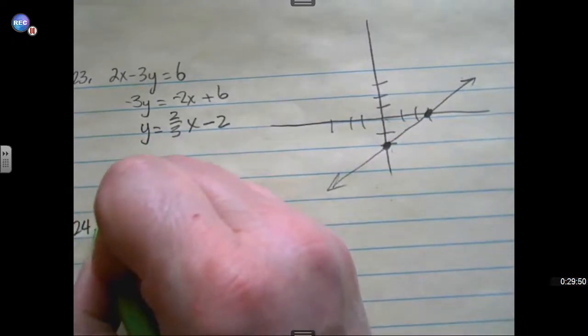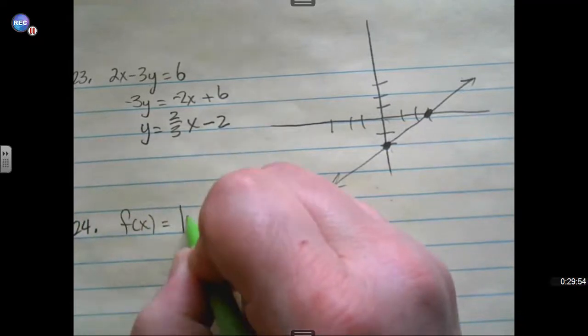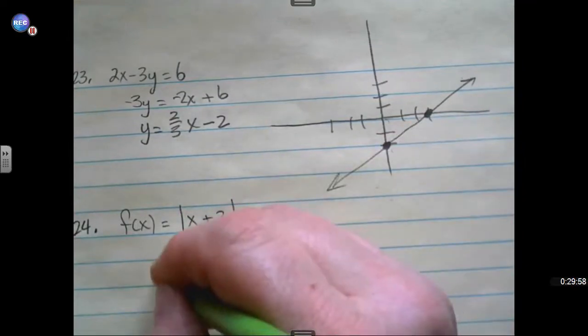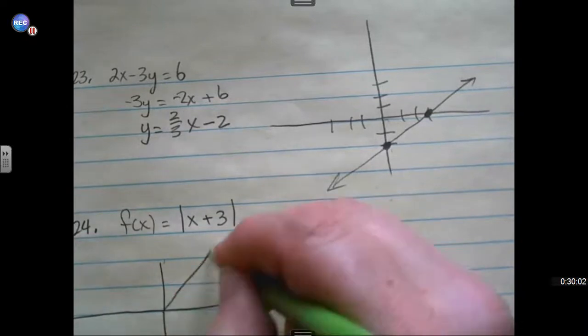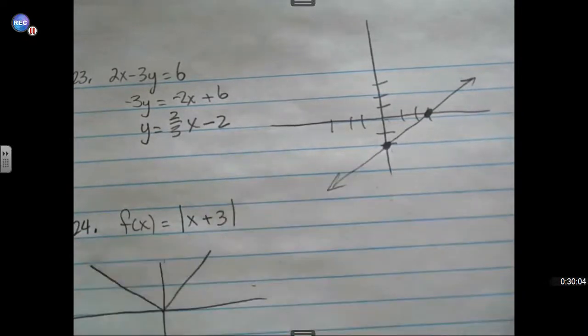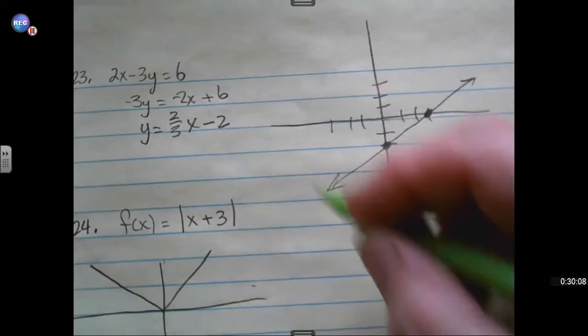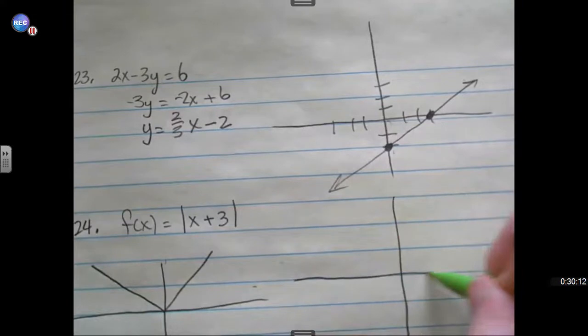24. F of x equals the absolute value of x plus 3. So the parent function is f of x equals the absolute value of x, and that is that. This is going to take that parent function and move it to the left 3. If you're not confident with that, plug in numbers.